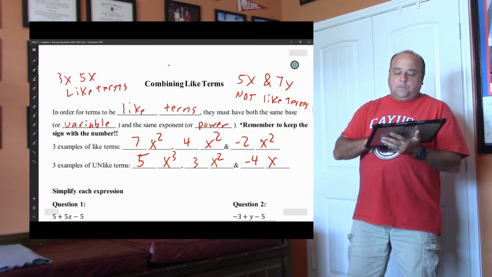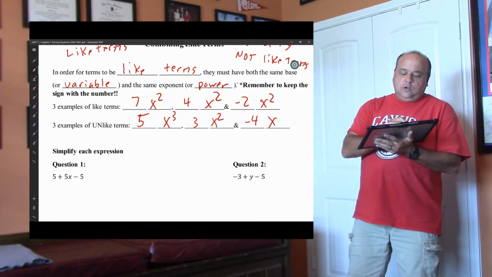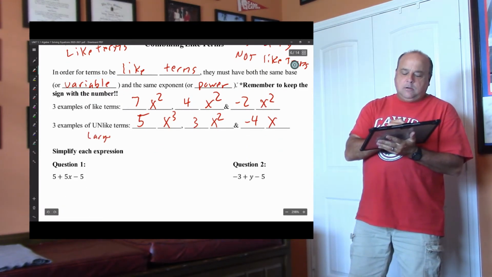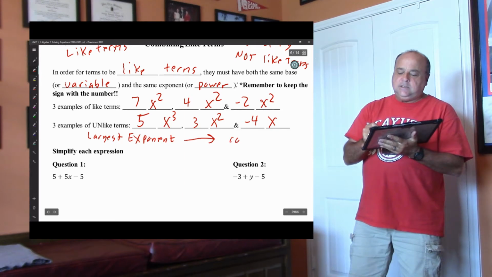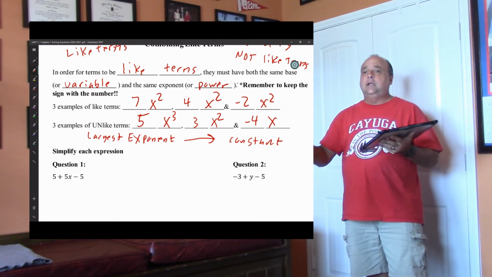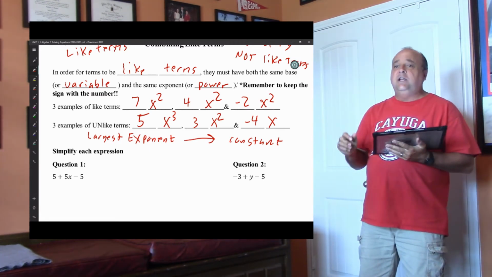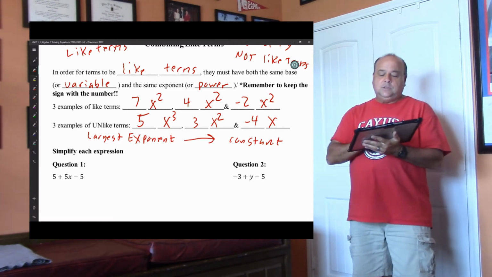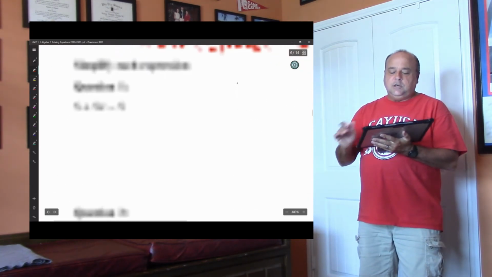Now then, in order to put the terms in order, you go from the largest exponent down to the constant, and we'll talk about that soon. Okay, so your constant is just a number like 5, negative 3. Those are constants, that's just integers, and you can combine those. So let's go to question number 1.